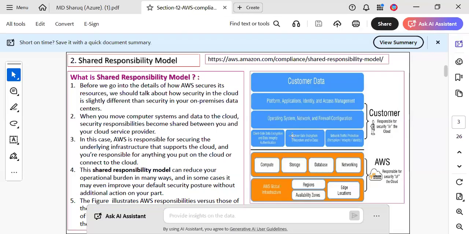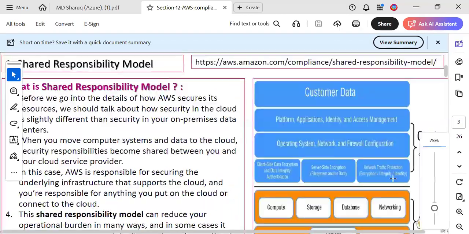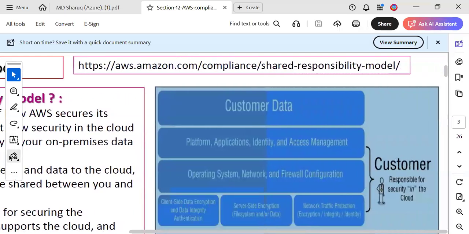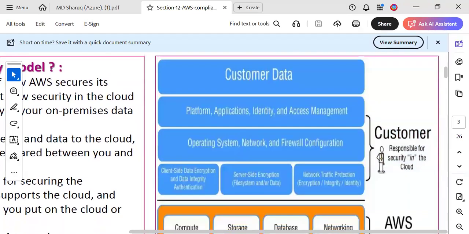Now, if you see, one minute, let me increase the size a little bit. It is visible, right? You need to maximize the window size. Yeah, I maximized it, the percentage is there.